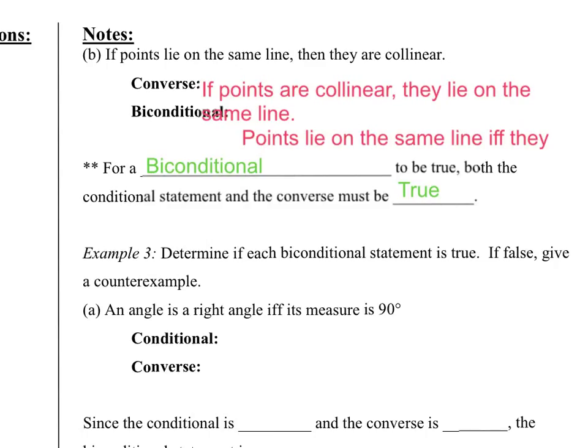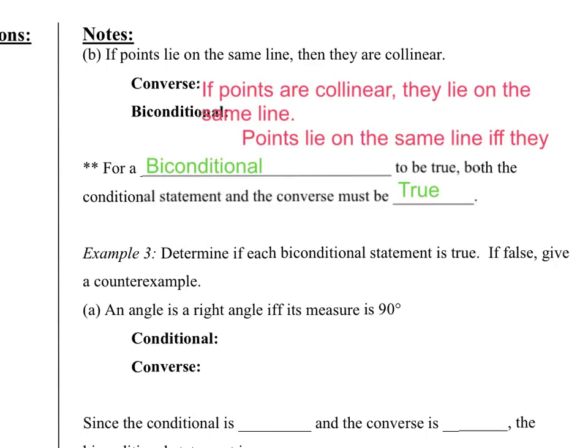Okay, if points lie on the same line, then they are collinear. So the converse would be if points are collinear, then they lie on the same line. Then you can put "then" or not. It says the same thing with or without it. I was just running out of space. Biconditional: points lie on the same line if and only if they are collinear.